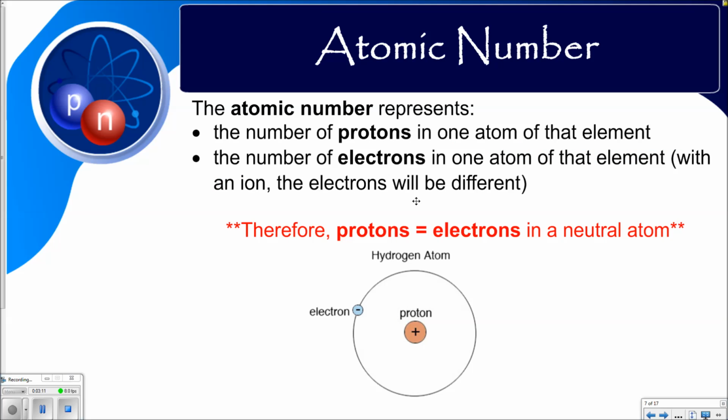The atomic number represents a couple of things. First of all, it'll tell you the number of protons in one atom of that element. If it's a neutral atom, it will also represent the number of electrons. So as long as this atom is neutral, protons equal electrons.